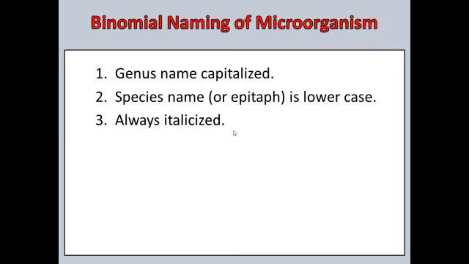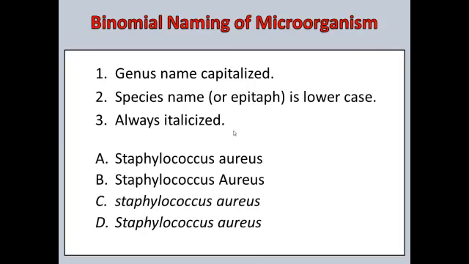So, on an exam, if you had these options, which one would be correct? Okay, see, I'm helping you for the exam. So, these two aren't italicized, so those are out. This one, the genus name is not italicized. Here, the genus name, or excuse me, it's not capitalized. Here, the genus name is capitalized. The species name is lowercase. They're both italicized, so D would be the correct answer.